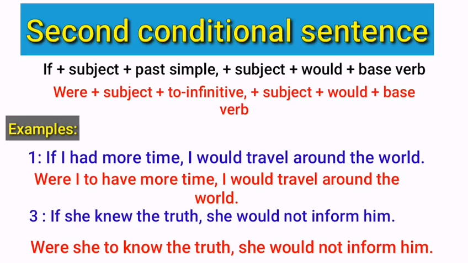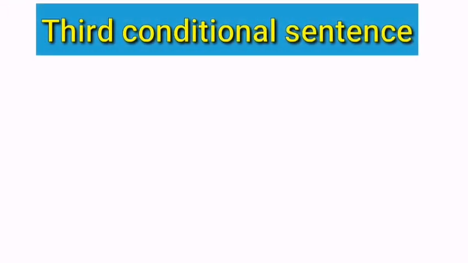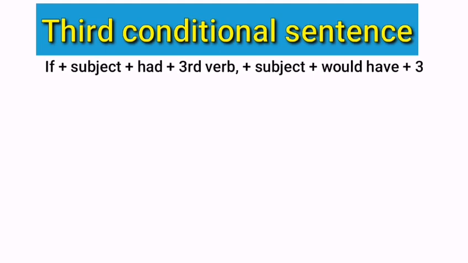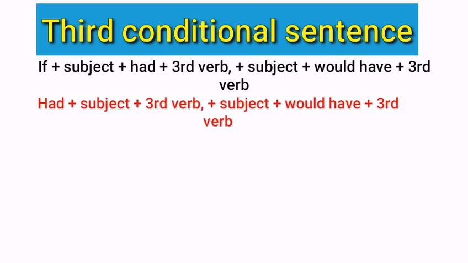Let's learn the inversion of third conditional sentence. The normal structure of third conditional sentence is if plus subject plus had plus third verb, plus subject plus would plus have plus third verb. And the inversion structure is had plus subject plus third verb, plus subject plus would have plus third verb. These are structures, and now just learn it through examples.